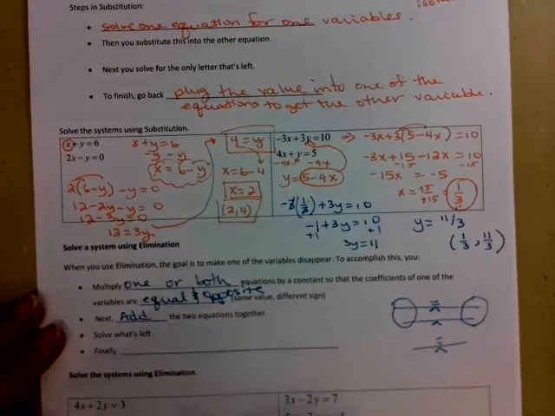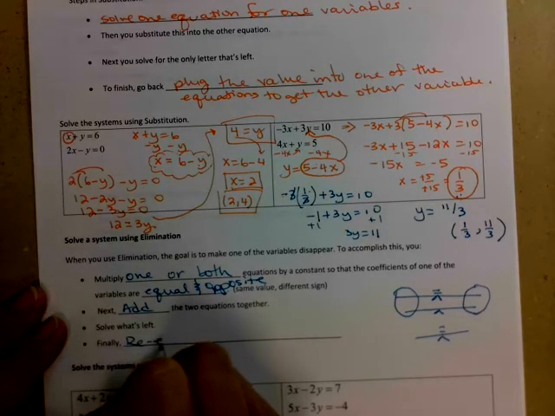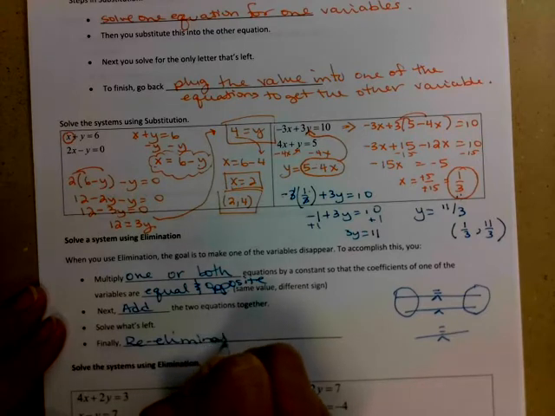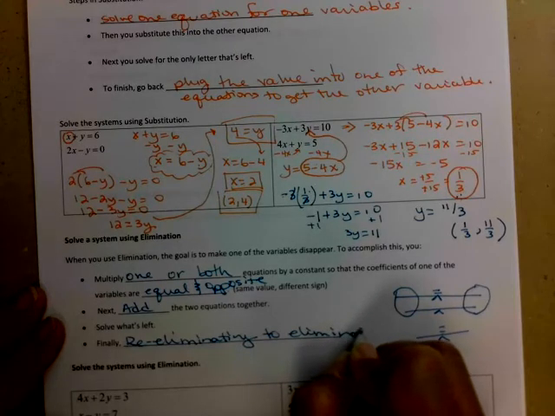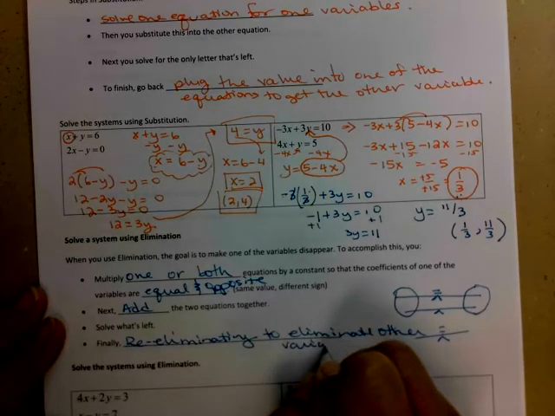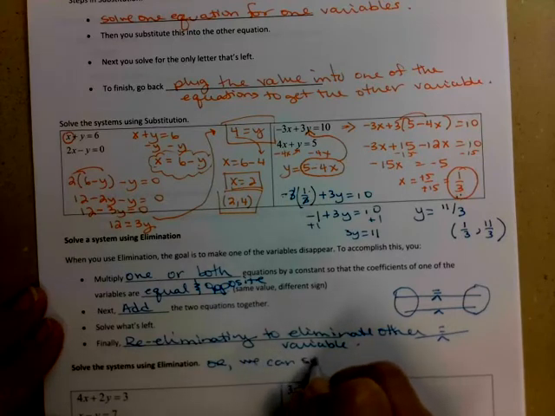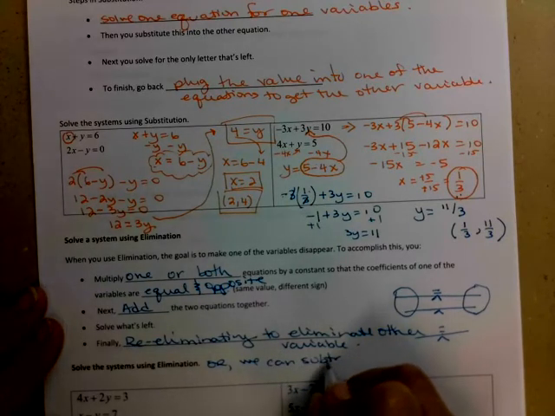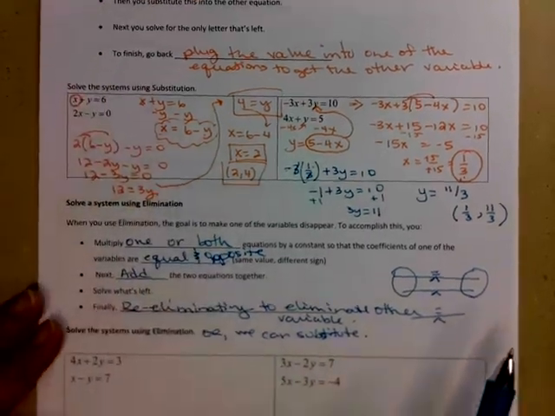Once you've done that, we still need to get the other variable value. We have one variable so far solved for. We have to get the second one. We can do that by eliminating to eliminate the other variable. Or we can substitute, just like we did on the last step on the top version.